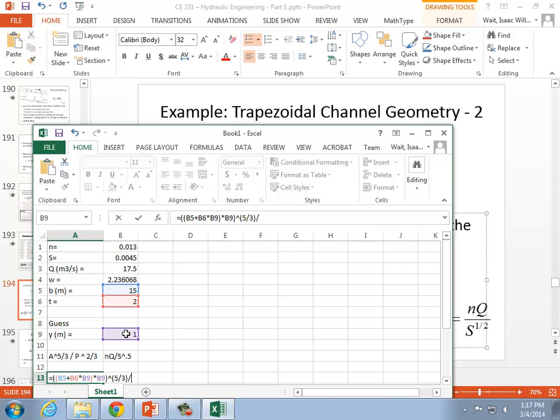And then all of that is now going to be divided by the formula for the wetted perimeter, so that is B plus 2 times y times w. And that's to the power of 2/3. Okay.